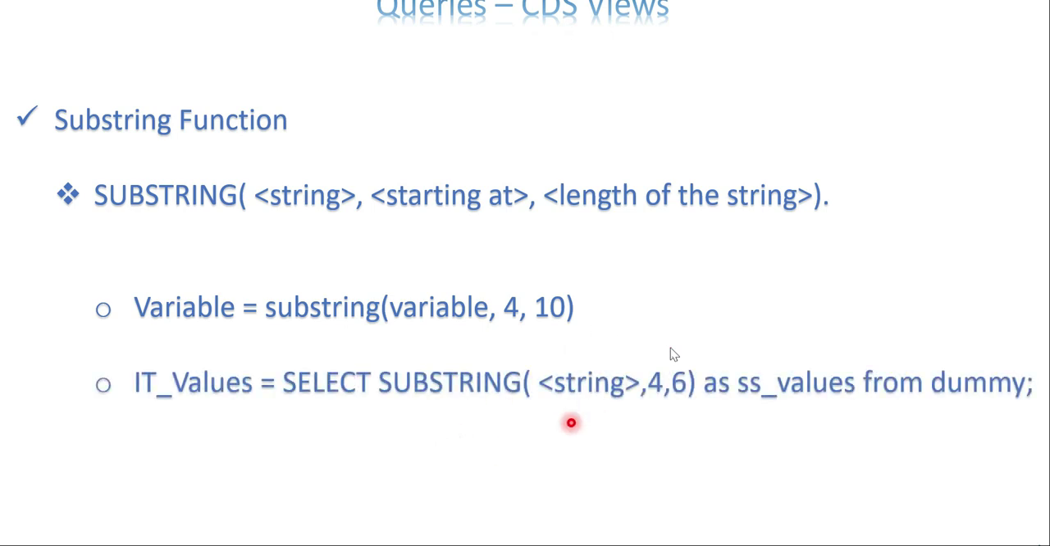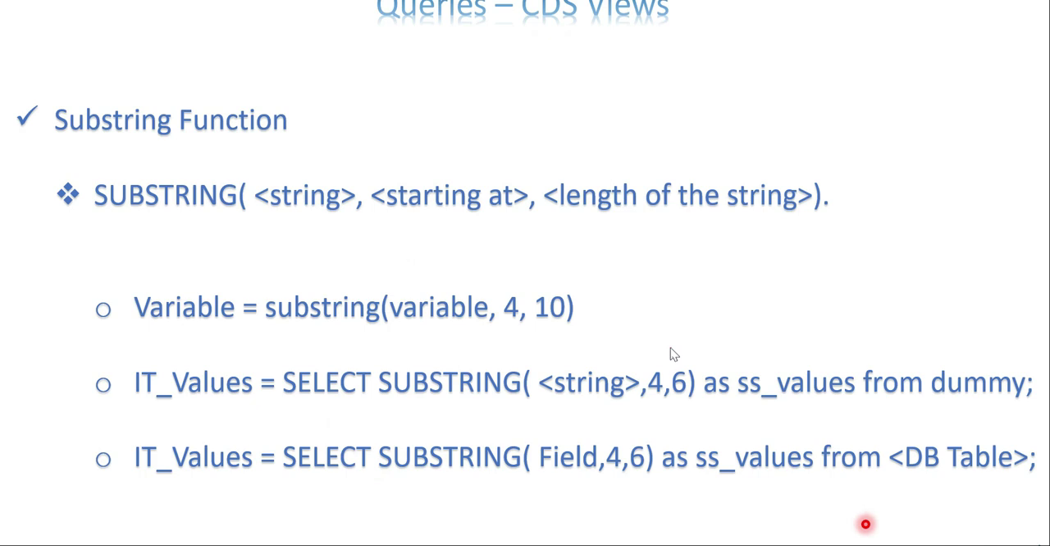And if you need an internal table, a collection of records, suppose I want to keep it in my internal table and not at a variable level, then you can make use of a table called dummy. You use a select statement: select substring, then the string, whether hard coded or a variable, then the starting position and the number of characters you want to pick. It needs an alias name, as some name, from dummy, which is a dummy table. The same thing works on your database table also. Suppose I have some fields and I want to do this operation on a particular field, then you can use the same thing. The only difference is your table name: instead of dummy, you use your original table name.